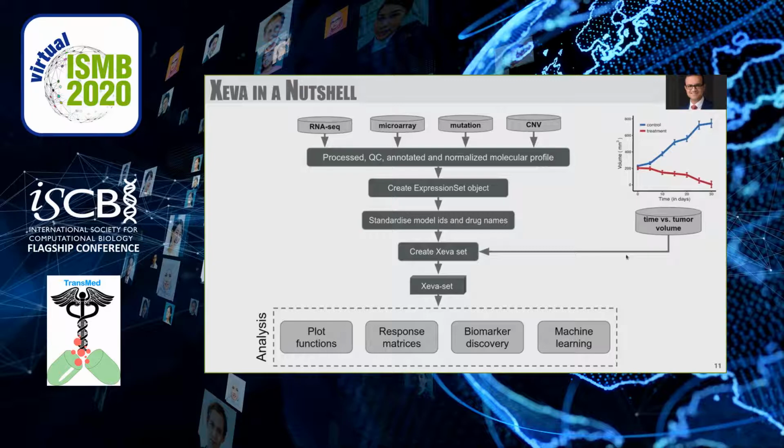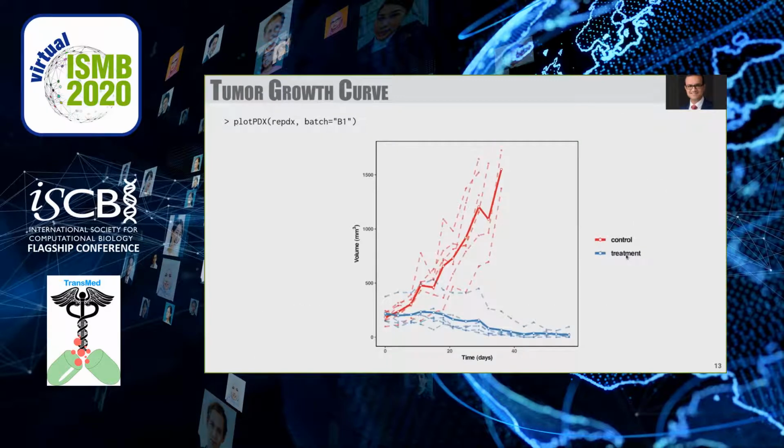Once we have this Jiva set, we can visualize this data, we can compute response, we can do biomarker discovery and perform machine learning on this data. We also have functions to directly get the data from Google Cloud or from Excel sheets as well as from the study log. So here are some of the examples that you can do with the package.